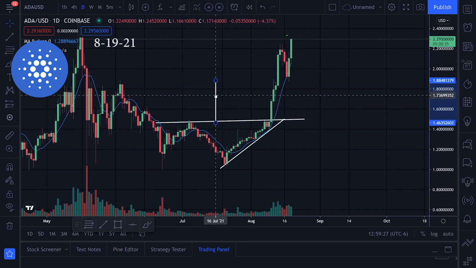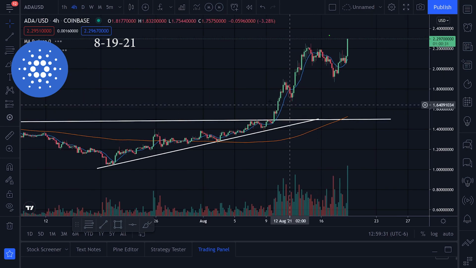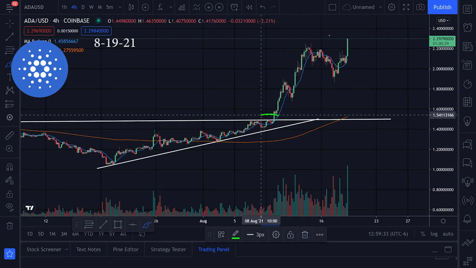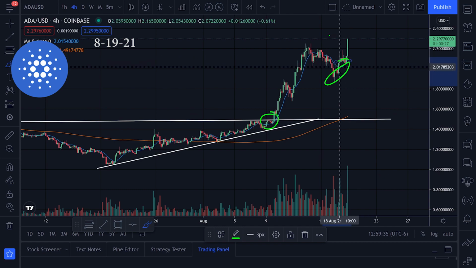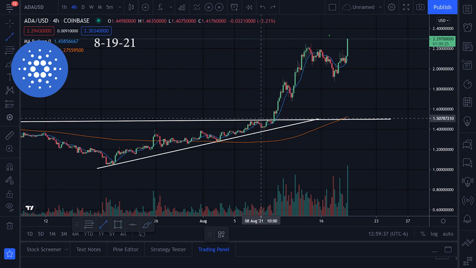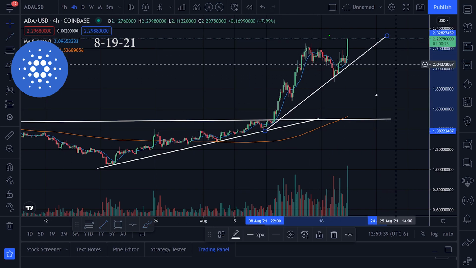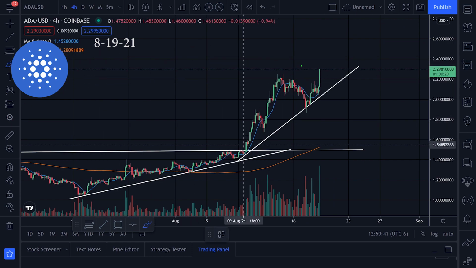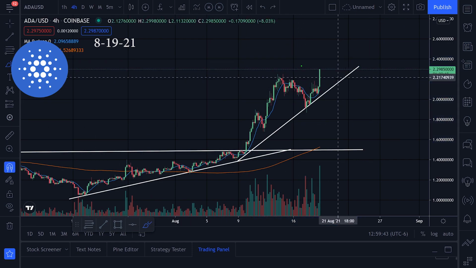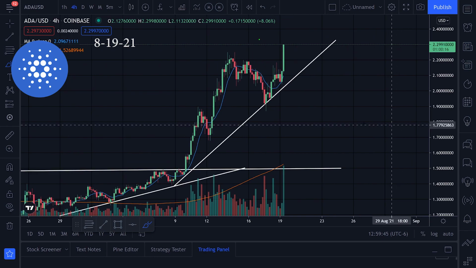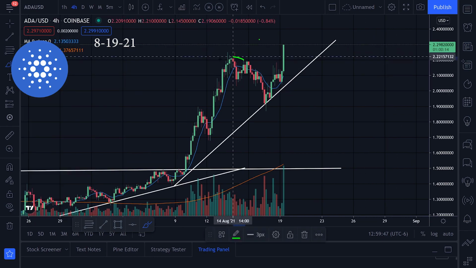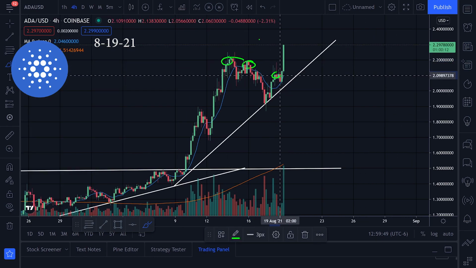So now, let's go to the 4-hour time frame. I'm basically looking at support right here and support right here. So that gives me a trend line going something like this. Until we break this trend line going to the downside, I'm assuming the trend's going to be going up. So what else do we have? We also have some resistance right here, and resistance right here.